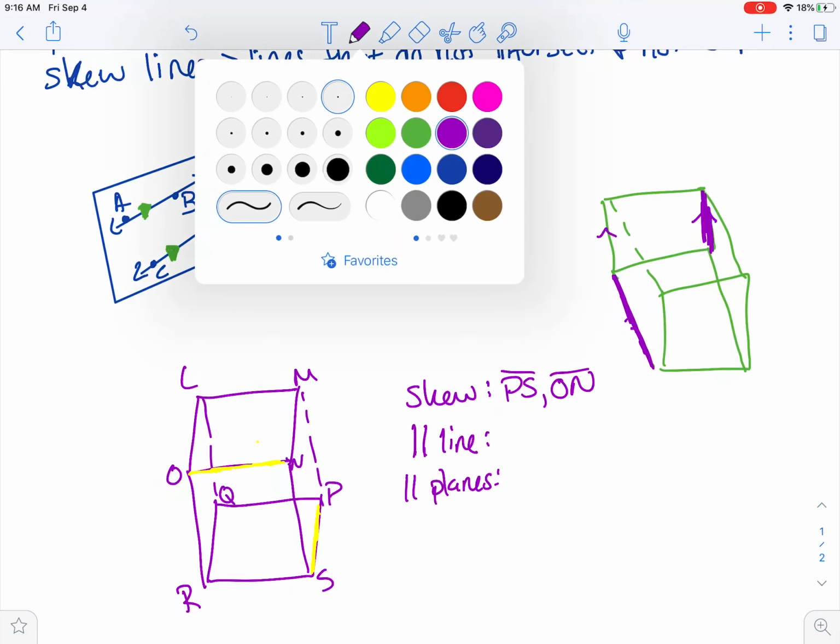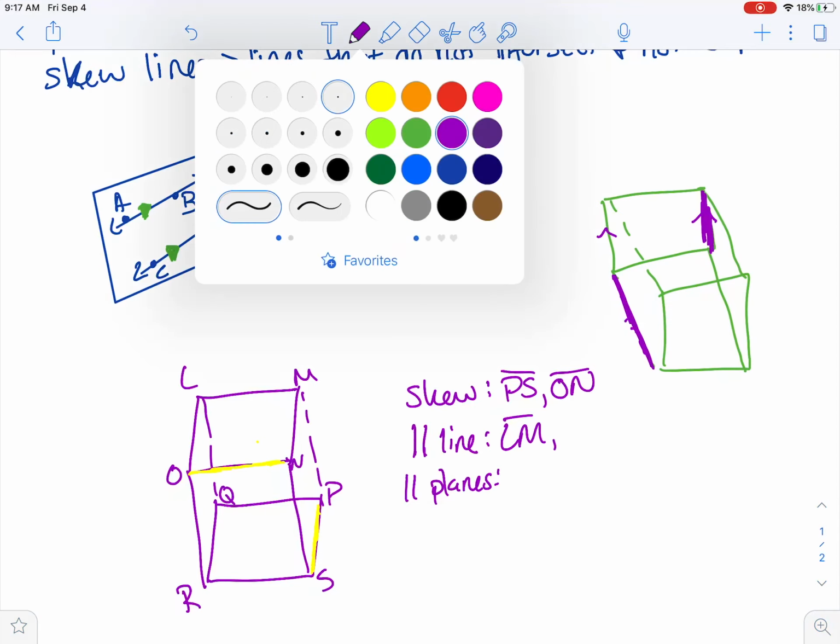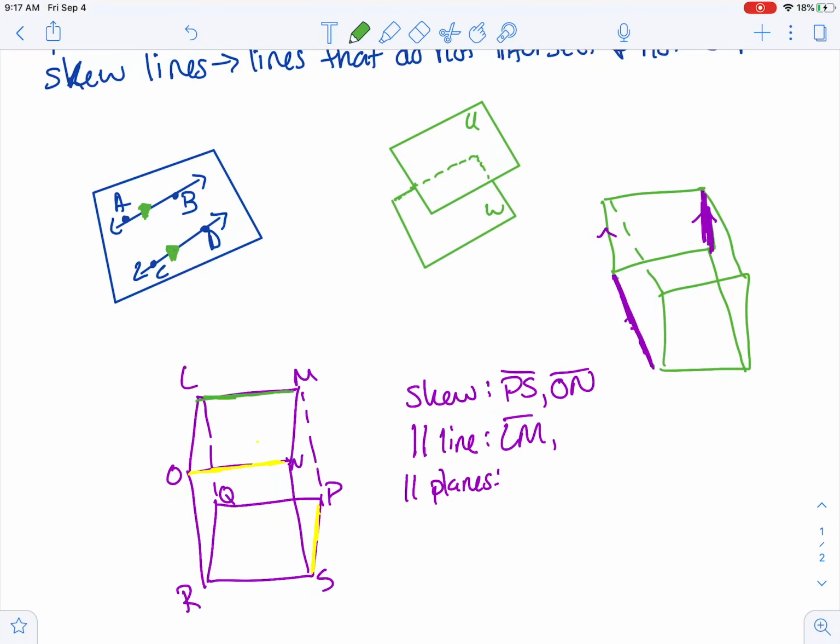Parallel lines, let's go parallel to LM. So LM is green. Okay, there's LM. Now who's parallel to him? You have multiple options. We could do ON, so this guy. We could do QP, okay, because we could look at the back of the box. Or you can actually picture a diagonal that goes inside the box and connects it to RS. So you actually have three options for that one. I'm going to use QP.